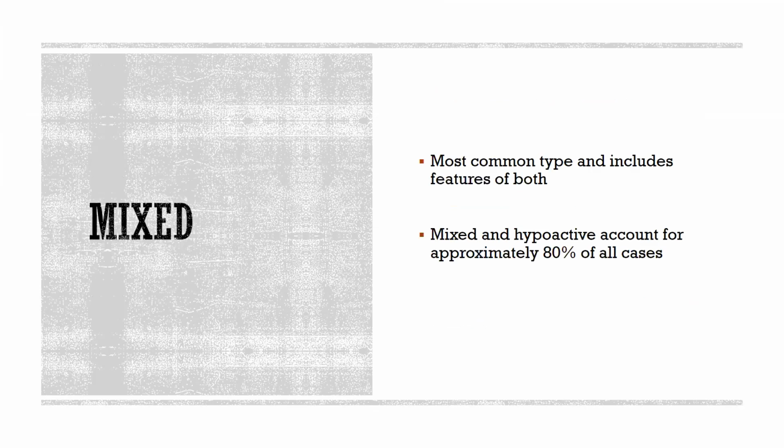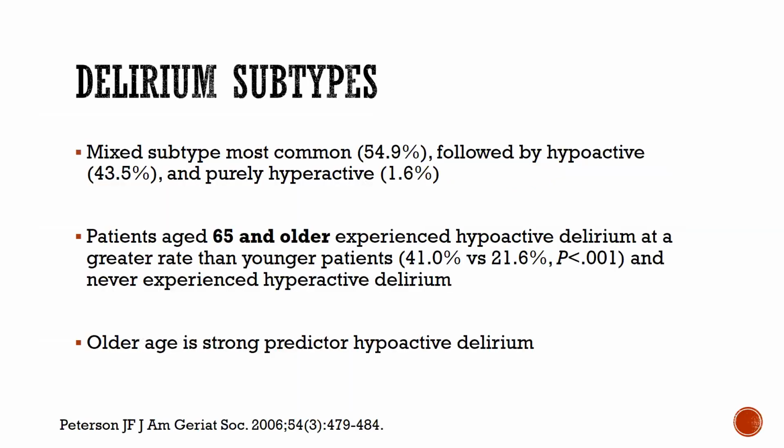It can be subtle. And then finally mixed, which as the name suggests, includes features of both hyper and hypoactive. And this is actually your most common phenotype, accounting for almost 80% of cases. So when we talk specifically about these subtypes in the ICU setting, this was a study that tried to classify your different subtypes and the prevalence in the ICU, and they found the mixed subtype was the most common, followed by hypoactive, and purely hyperactive was extremely rare in an ICU setting.